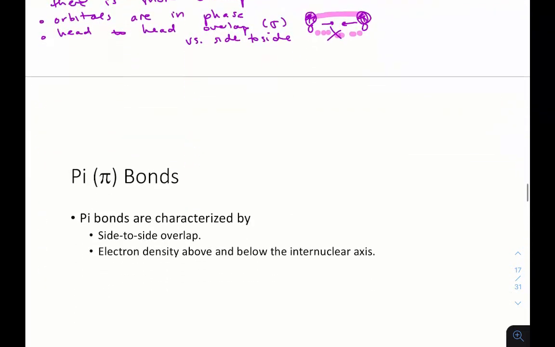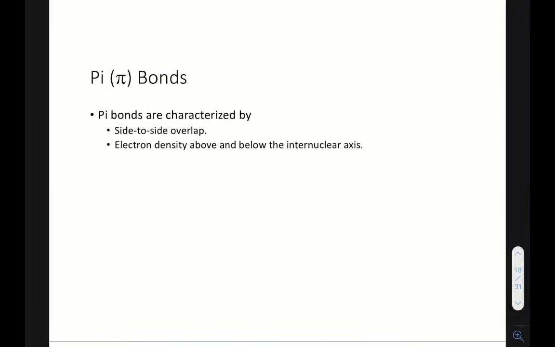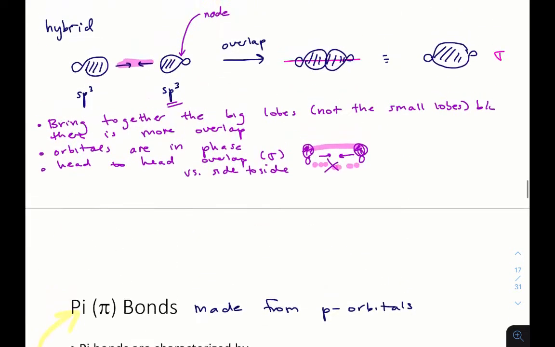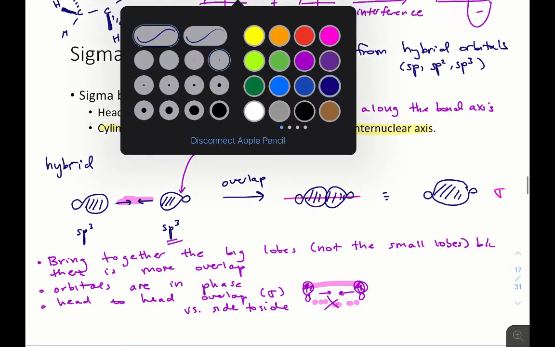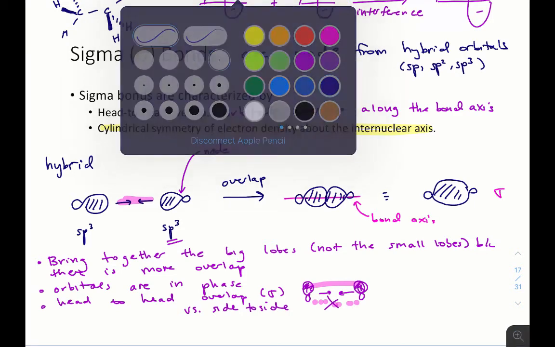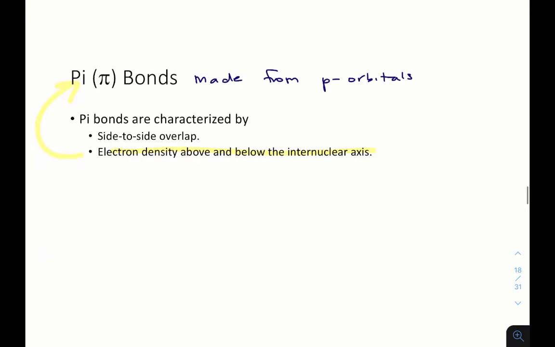We can also have pi bonds, and pi bonds are characterized not by head-to-head overlap, but by side-to-side overlap. Because of the side-to-side overlap, pi orbitals have electron density above and below the internuclear axis, the bond axis, and that is what makes them pi bonds. That is in contrast to the cylindrical density around the bond axis that is seen for sigma orbitals, for sigma bonds. Not the case for pi bonds. For pi bonds, you will have a node on the internuclear axis.